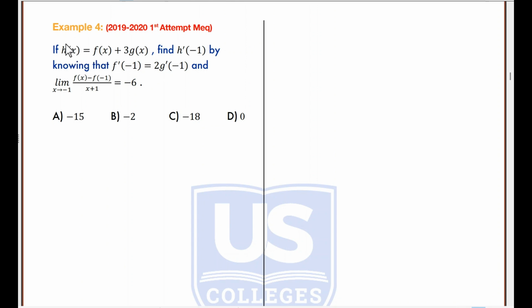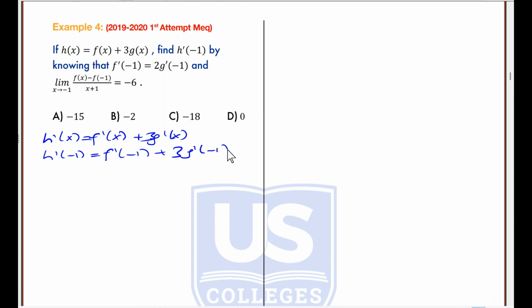In order to take the derivative of the left, you should also take the derivative of the right. There's no other way. So h prime of x equals f prime of x plus 3 g prime of x. I take the derivative of each. So in this equation, I should let x be negative 1. H prime of negative 1 equals f prime of negative 1 plus 3 g prime of negative 1. Now, this is the first step. I wrote my derivative. Now, let's use the given.